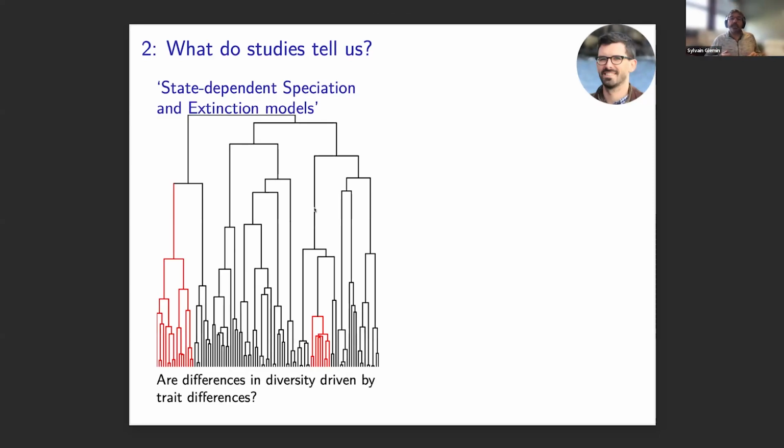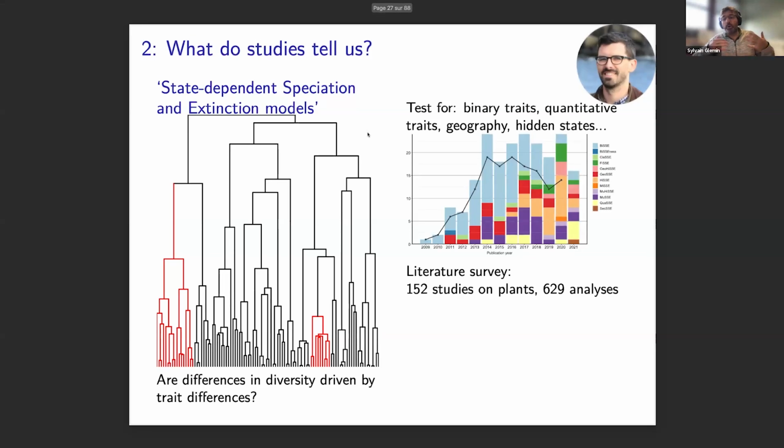In these methods, which are called state-dependent speciation and extinction models, basically the idea is having a phylogeny and mapping a trait on the phylogeny to test whether one trait, for example here the red trait, increases or decreases diversification compared to the black trait. And there are quite a lot of models for that: for binary traits, quantitative traits, geography, and so on. So what we've done is to review the literature of papers using all these kinds of models. Here you have the histogram of the increasing number of studies using these models through time, since the first methodological development.